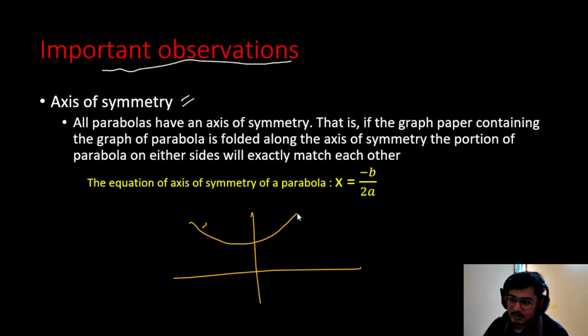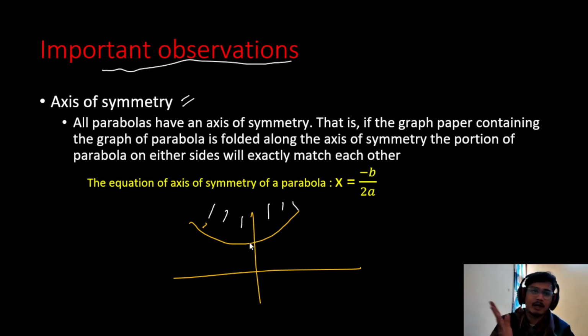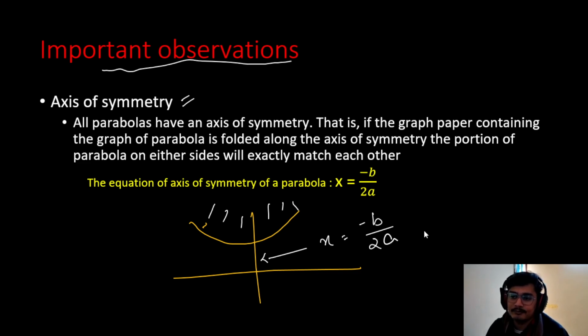Like this is the parabola. You can see that the part of the graph in this part is equal to this part, and this is the axis around which the graph is divided. So this is the axis of symmetry. The equation of the axis of symmetry is nothing but x = -b/2a. By this we can give the equation of the axis of symmetry of a parabola.